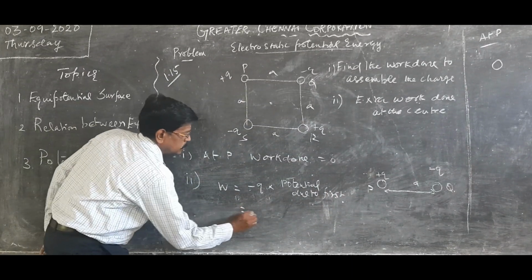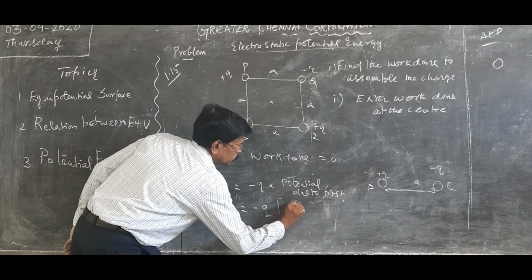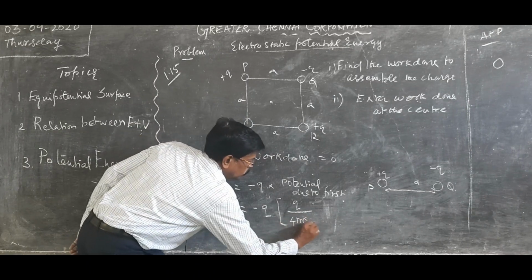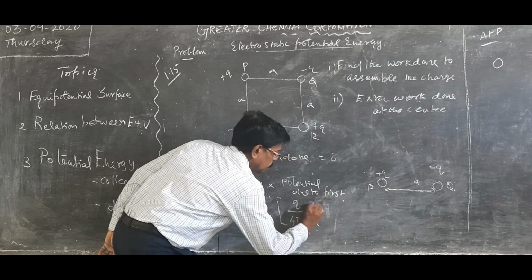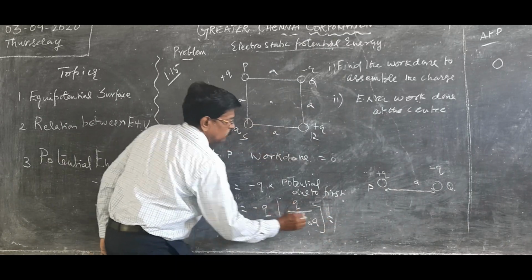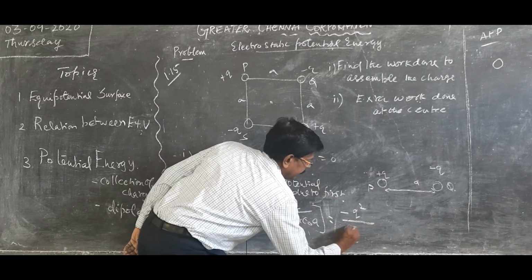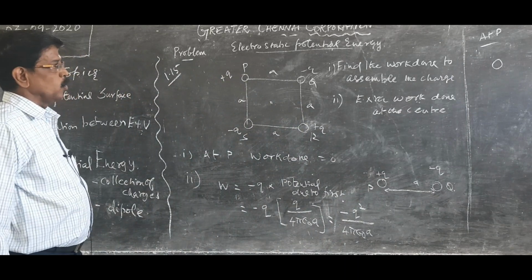So, what is the potential due to the first charge? The first charge is plus q, so q by 4 pi epsilon 0 times the distance. What is the distance here? The distance is A. So, q into q, that is minus q square by 4 pi epsilon 0 A. This second case is over.